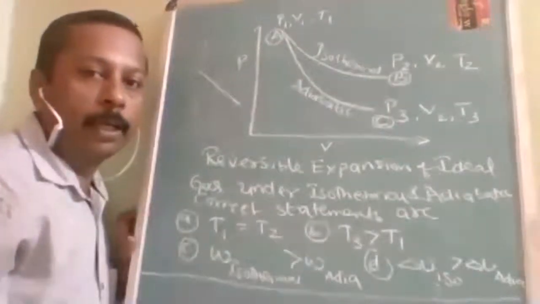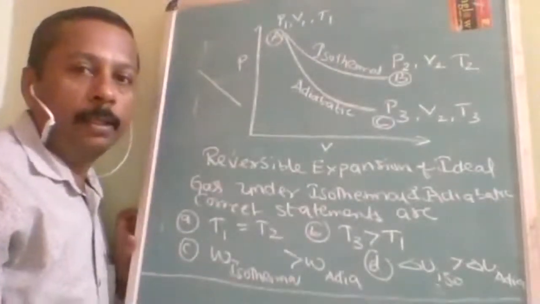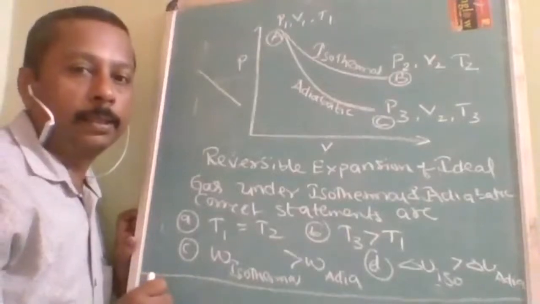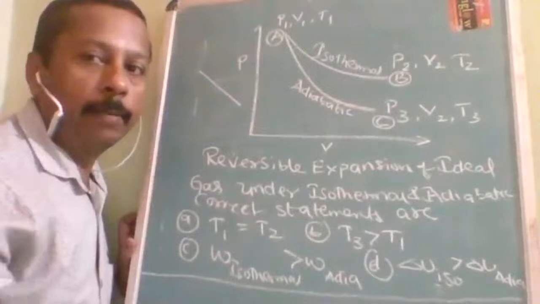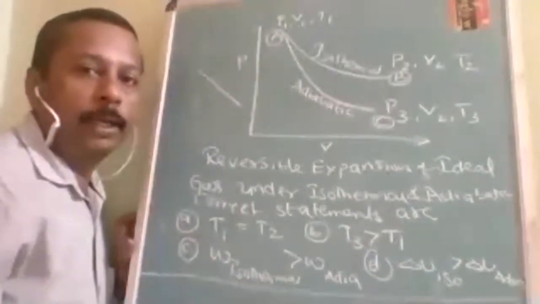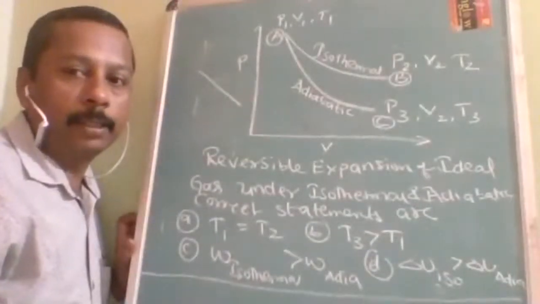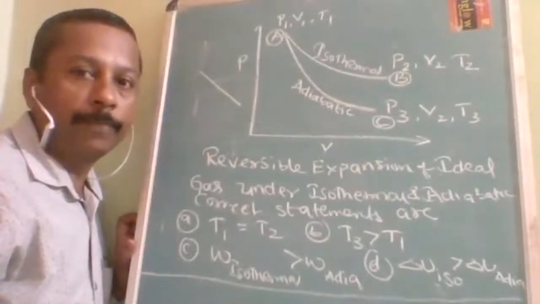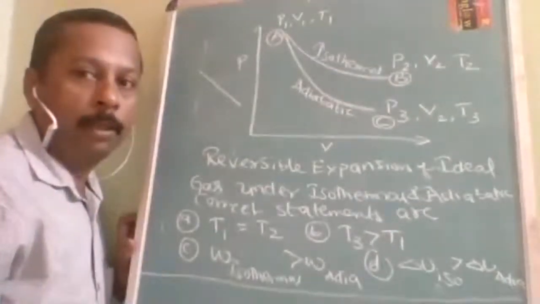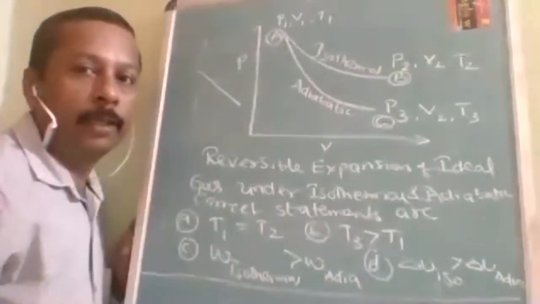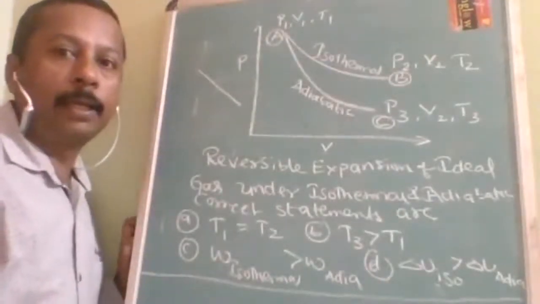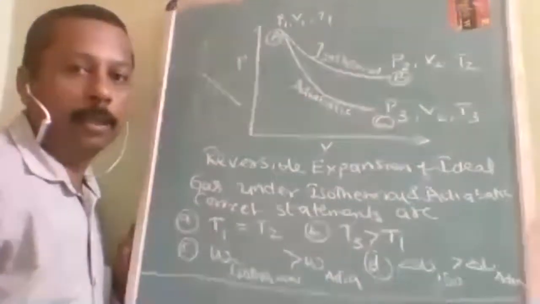From the PV graph, just by a glance, we cannot say whether it is isothermal or adiabatic, because in both conditions pressure and volume will change. Because of this, it is very difficult to identify whether the process is adiabatic or isothermal. Understood?